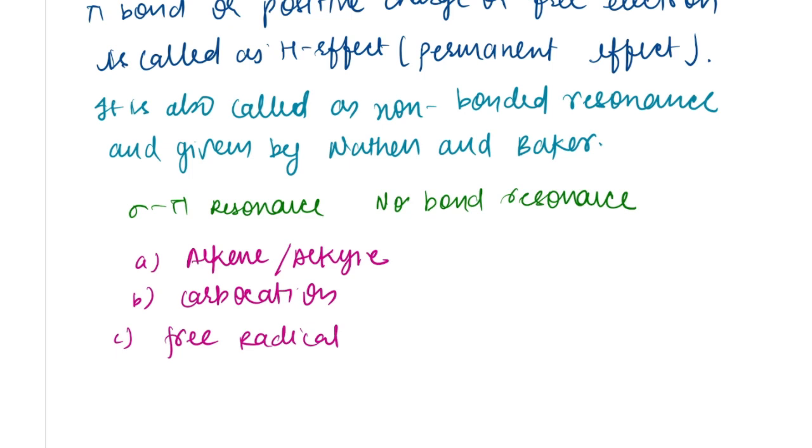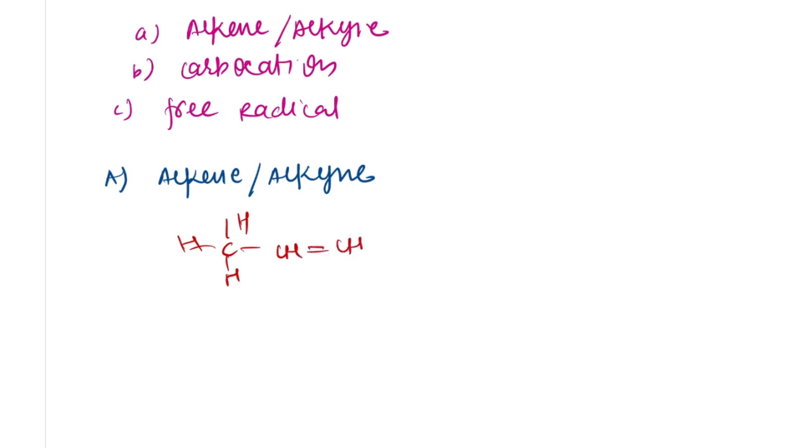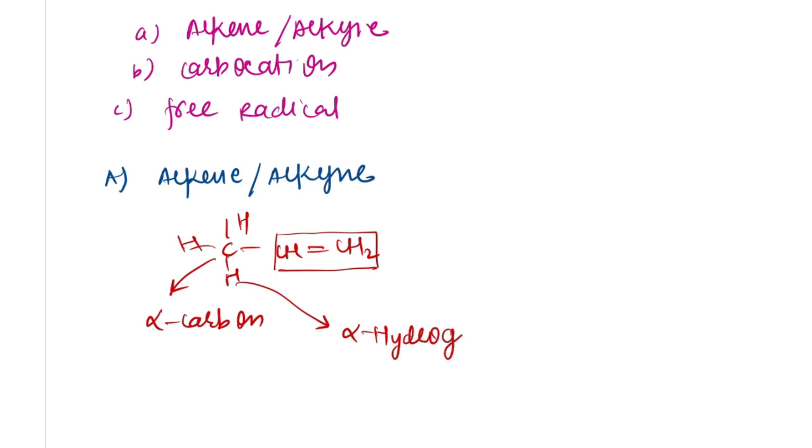So first, let's talk about the alkene and alkyne. Let's see how alkene and alkyne show hyperconjugation. Let's say we have CH3 and CH double bond CH2. The carbon next to that alkene is known as alpha carbon, and its hydrogen is known as alpha hydrogen.